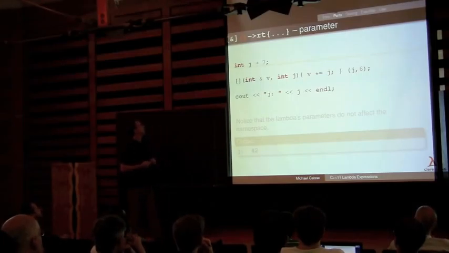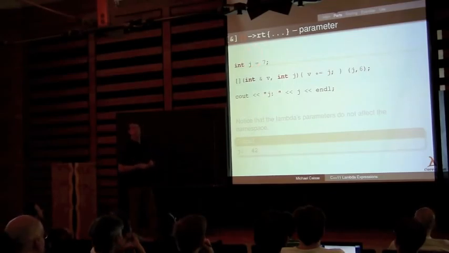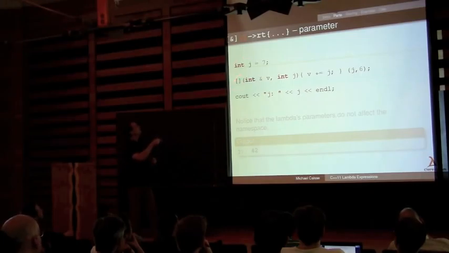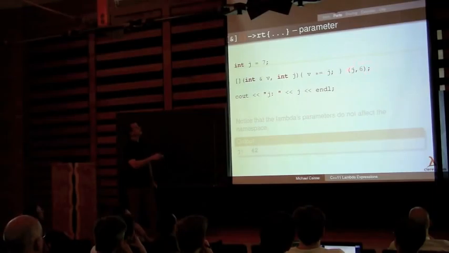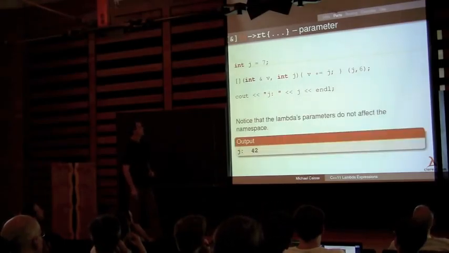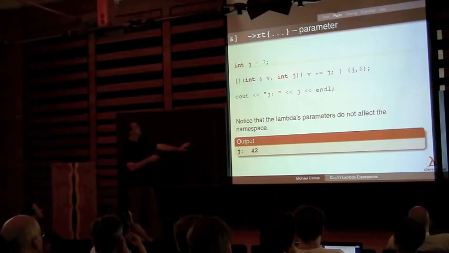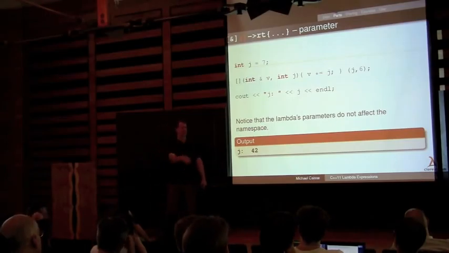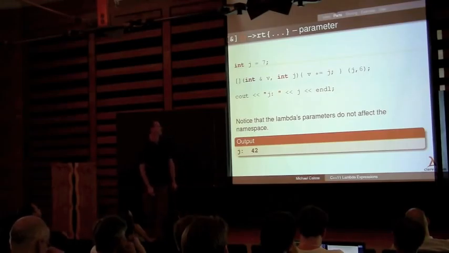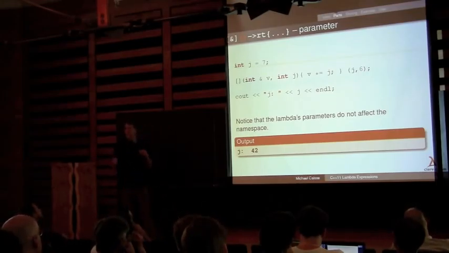So we're going to create a local variable, named J, value 7. Our lambda starts off, it's going to take two parameters, an int by reference called B, and an int named J. Multiply equals. Here we're going to pass in J and 6. And indeed, we're going to get exactly what we want and expect, because J is not going to affect the scope. So the variables within our parameters aren't affecting our scope.